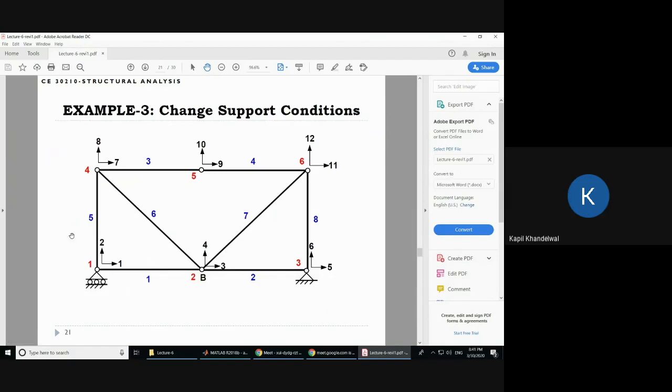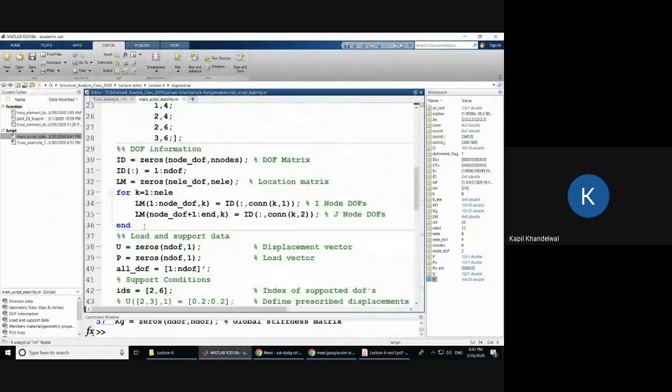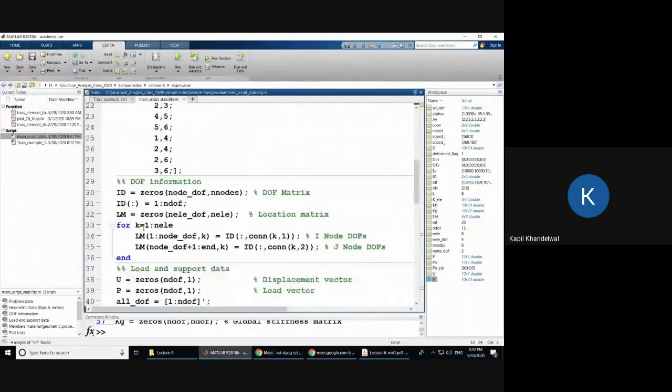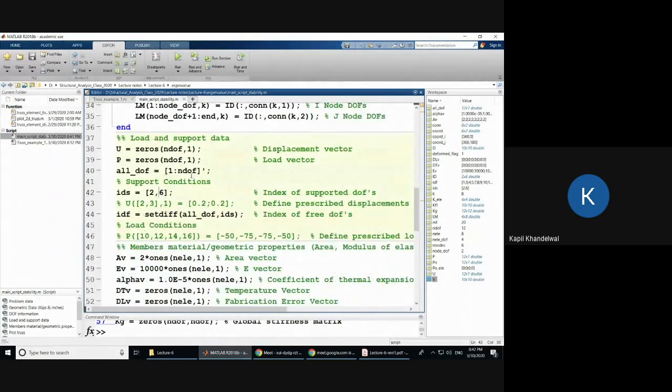And then if we want to change the support conditions, we can easily do it in the code. So you can see that this was the new support conditions we used. In this case, it's supported for 5, 6, and 2. So there is another supported degree of freedom, that is 5. This is a very simple check. What we can do is go to the IDS and include the 5, because 5 is also supported.